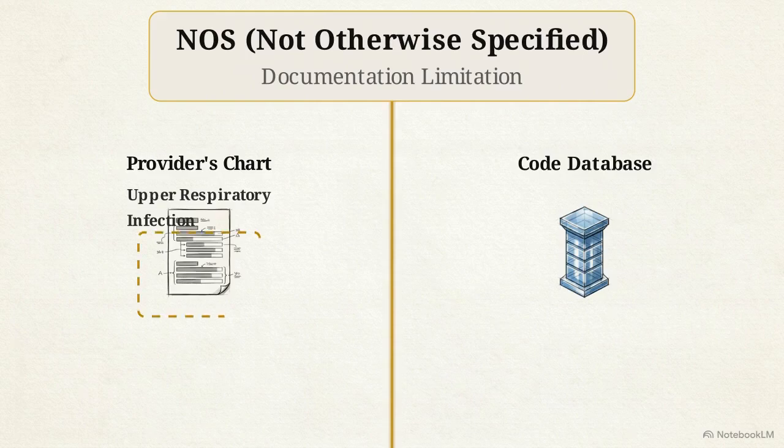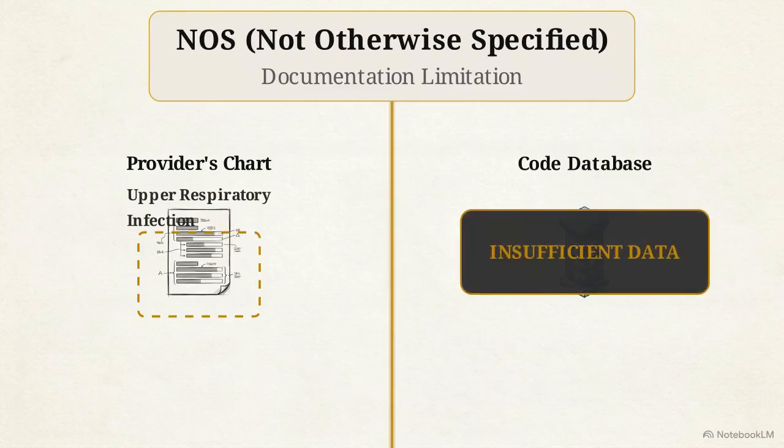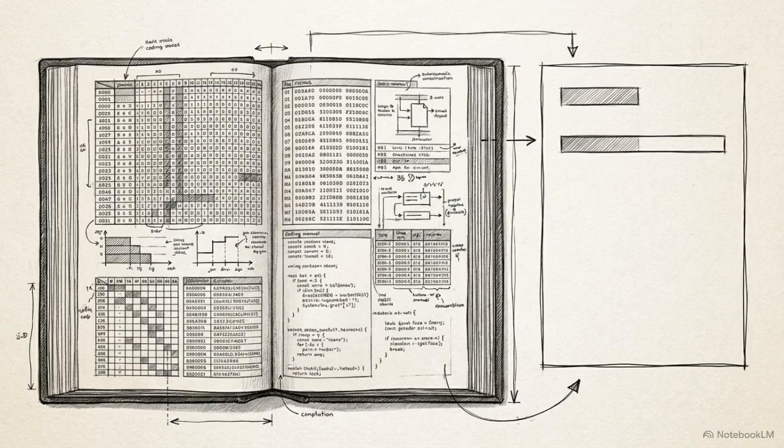For example, the physician writes upper respiratory infection and stops there. No further details are provided in the chart. The system asks for more specifics, but the data simply isn't there. This makes NOS a pure documentation limitation. The classification system has specific codes available, but the provider did not supply the details needed to use them.